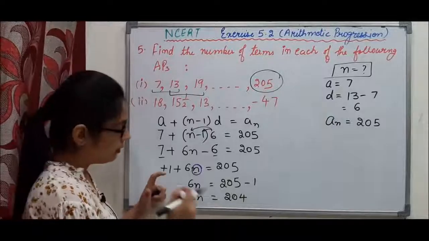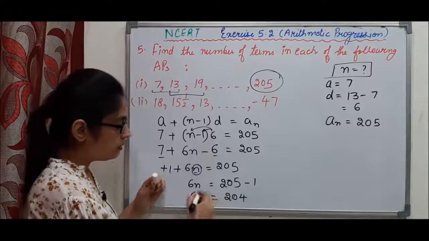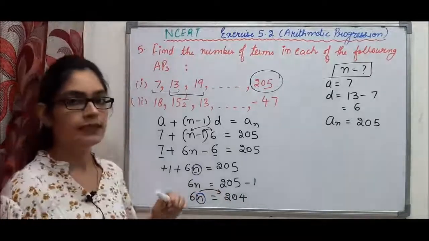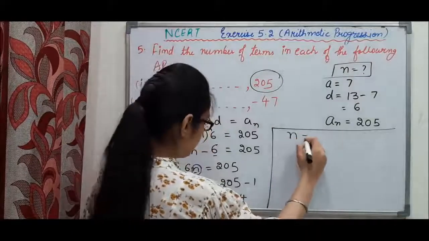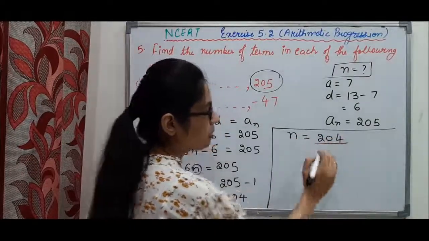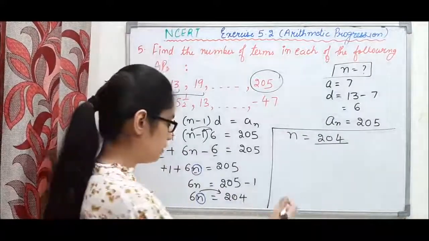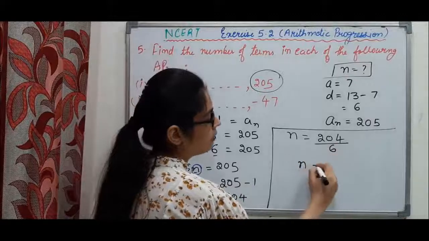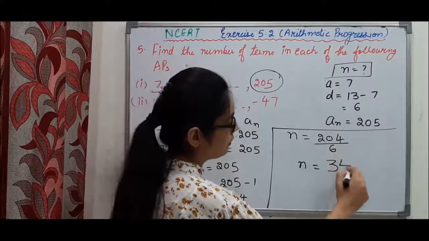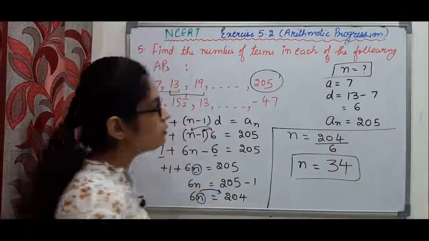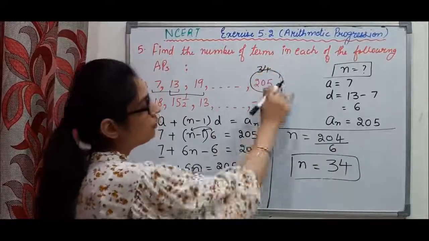Now again our main motive is to find n. So that is why 6 also will shift to the other side, but now 6 is getting multiplied. So when I shift it to the other side, it will get divided, because when we change its side, the term which is getting multiplied changes to division. So n is equal to, we can do, so it is 34. So the 34th term is 205.